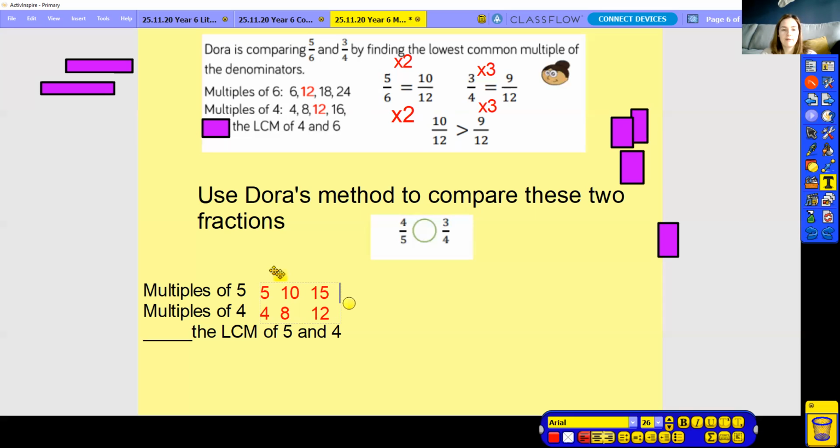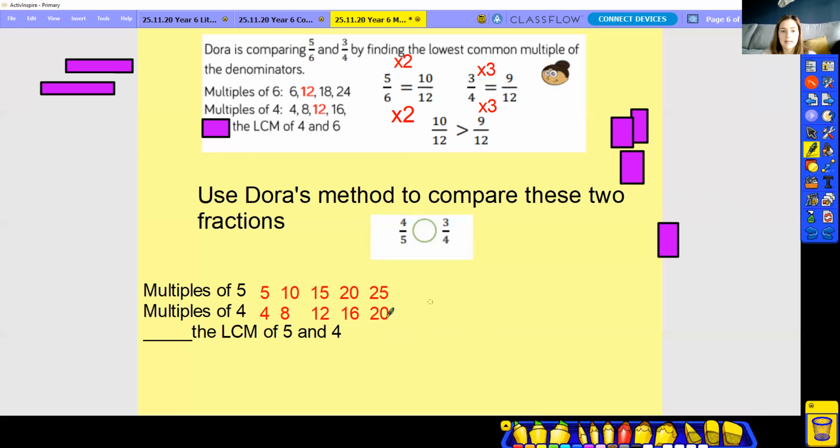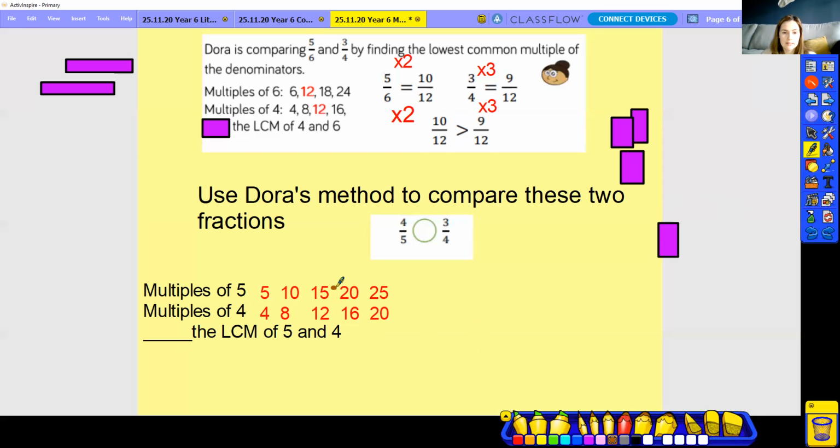The next multiple of 5 is 20. The next multiple of 4 is 16. Again, we've not had a common multiple, we've not had one that's in both. The next multiple of 5 is 25. The next multiple of 4 is 20. So our lowest common multiple of 5 and 4 is 20.